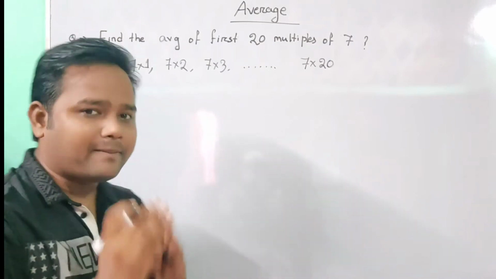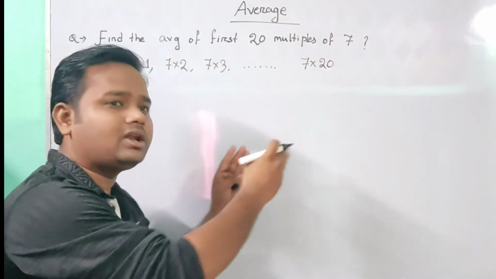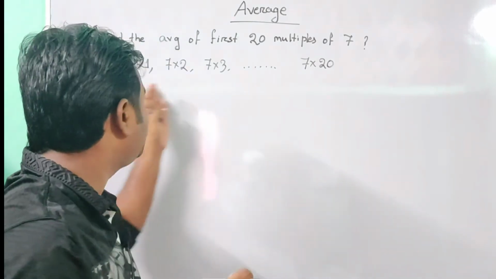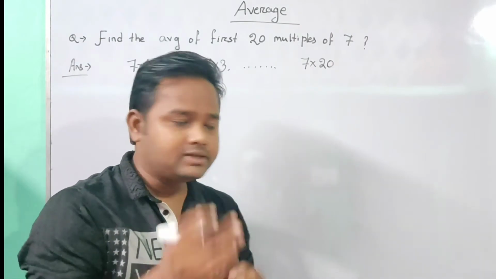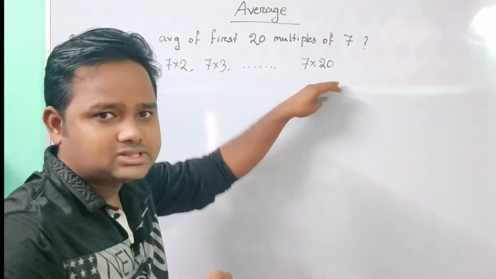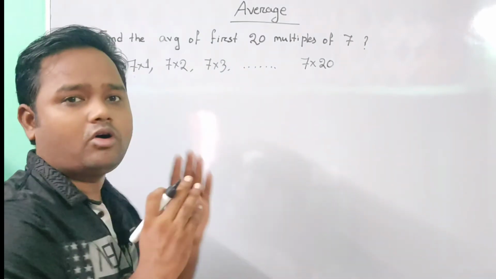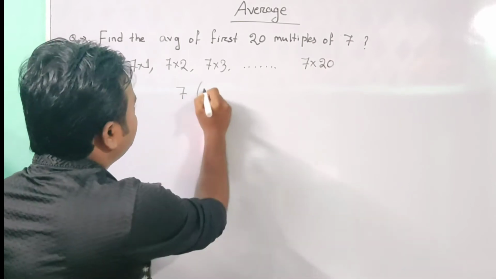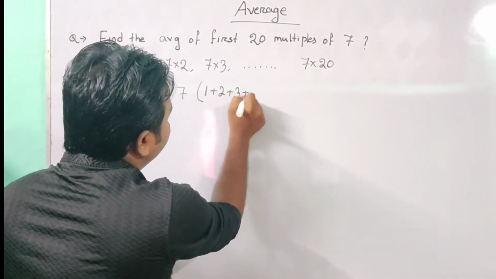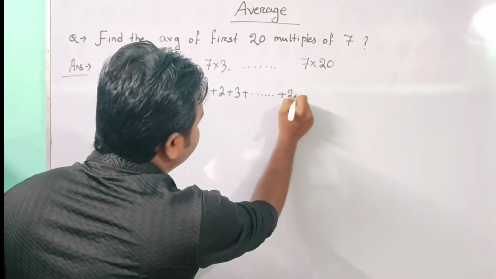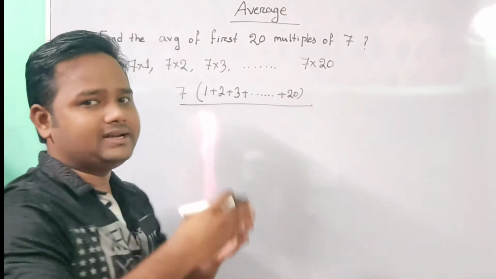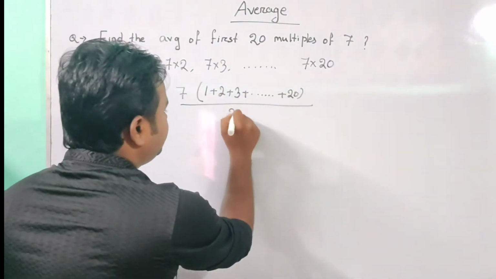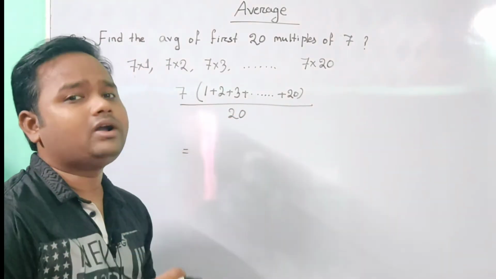Average means first of all we have to add all the numbers and divide by the number of items. Here the number of items is 20. So if I add all these numbers, I can take 7 as common from all the terms. By taking 7 common, I get 7 into (1 plus 2 plus 3 and so on till 20), and the average means it is divided by the number of entities. Here the number is 20, so divided by 20.